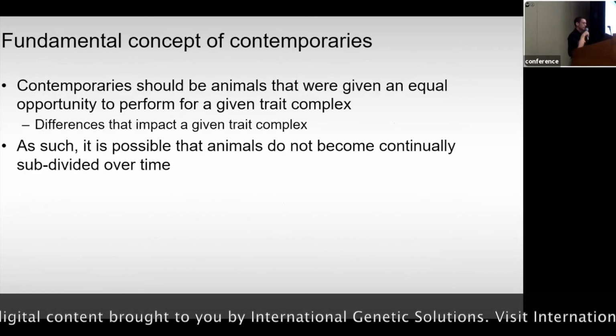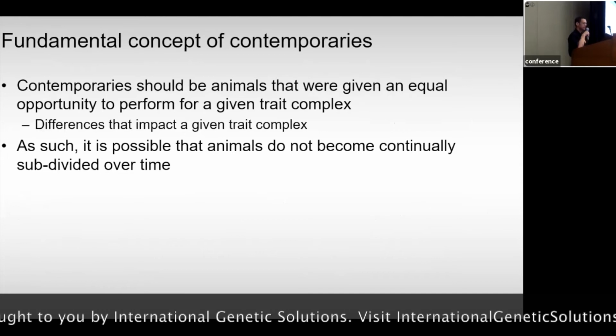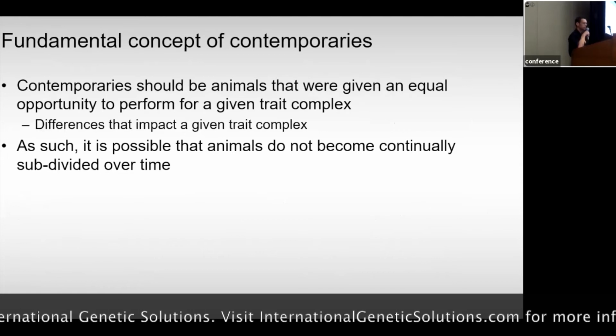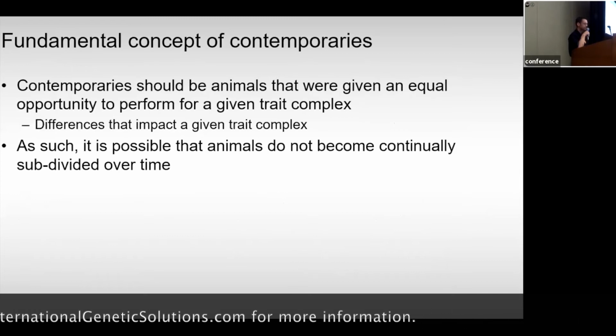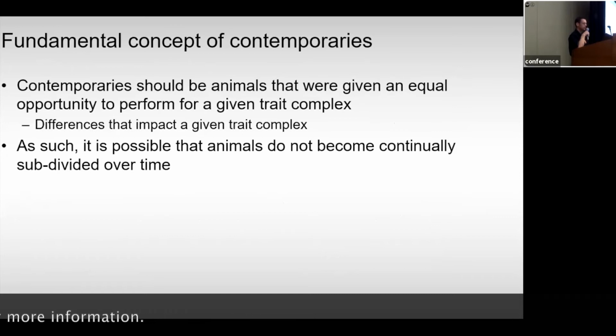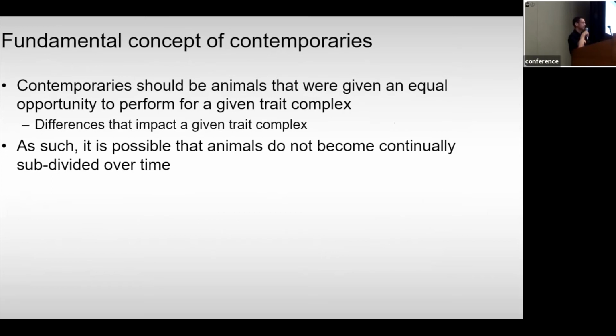So the fundamental concept which we find interesting is that animals that were given the same opportunity to perform for a trait complex should be considered contemporaries, and as such, it should be possible that contemporary groups don't continue to get smaller over time, right? And I think it's fair to say it's bothered us that as animals progress through life, the contemporary groups continue to get smaller and smaller and smaller because all we do is concatenate all the groups over time together.